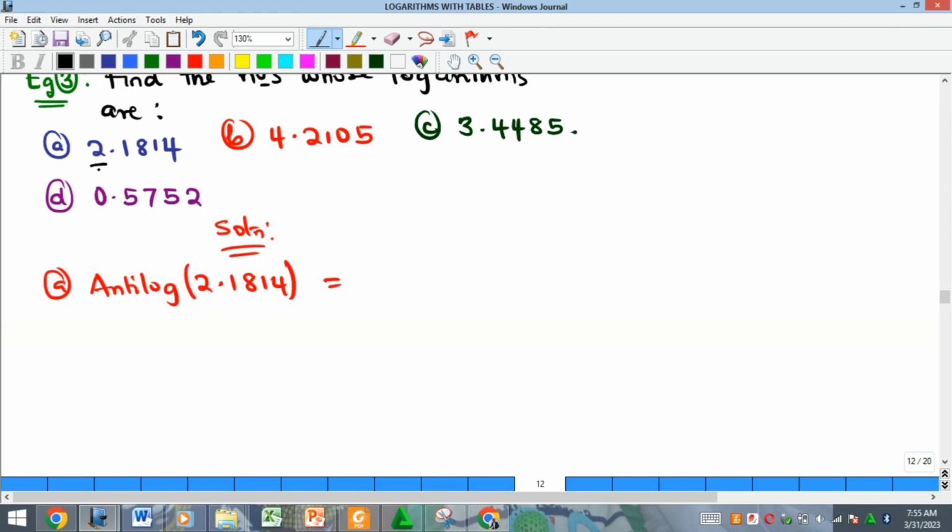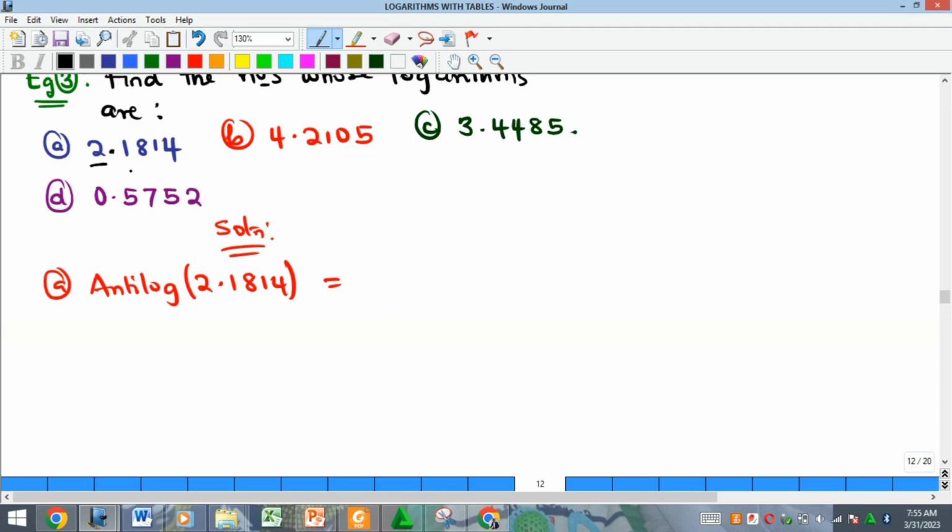So the whole number here is going to be used to get the position of the decimal point in the final solution you will get. So just leave it alone there. We are only going to make use of the decimal part to find the number first of all. That's the antilog of this number.